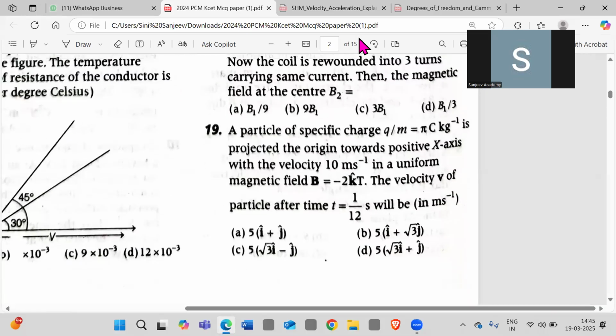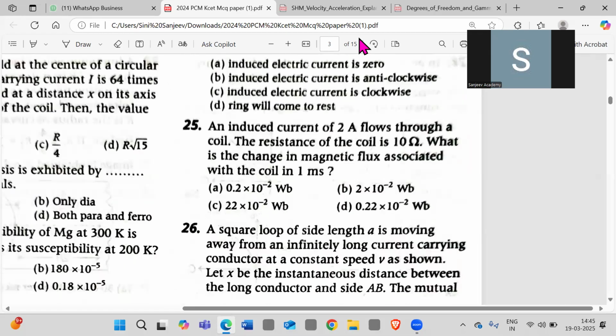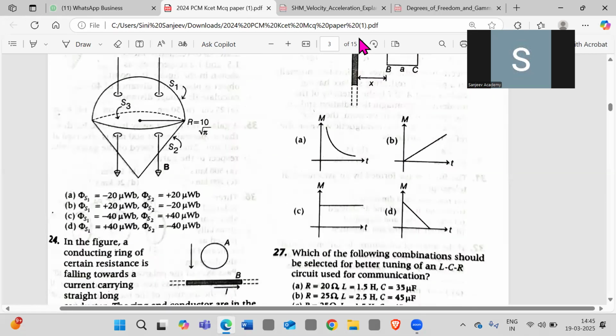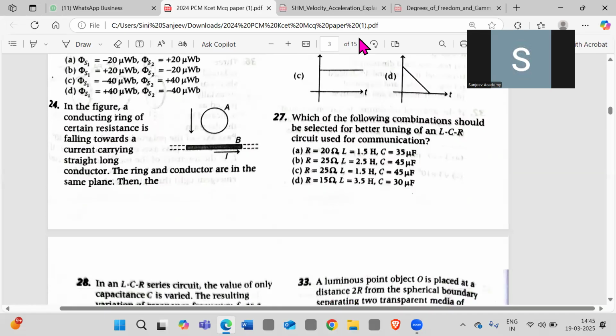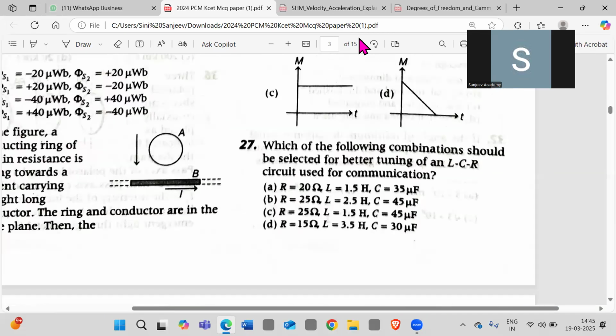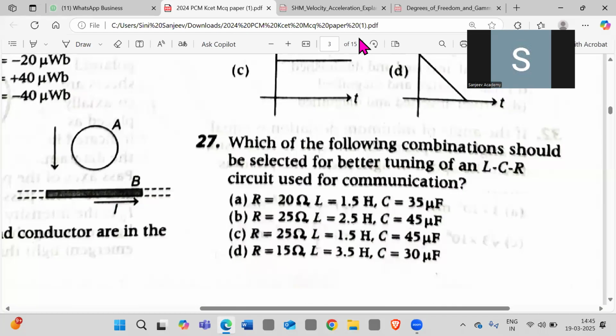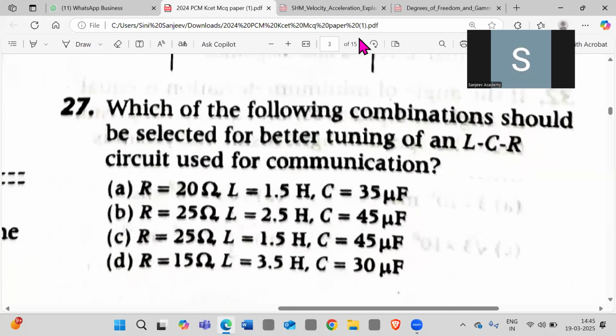Let me see now question number. Others, I didn't get any response. Let me go for the 27th question. Go through it in 20 seconds and let me know the answer. 27, LCR.